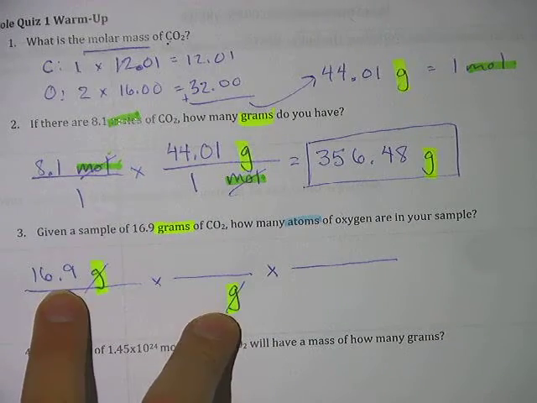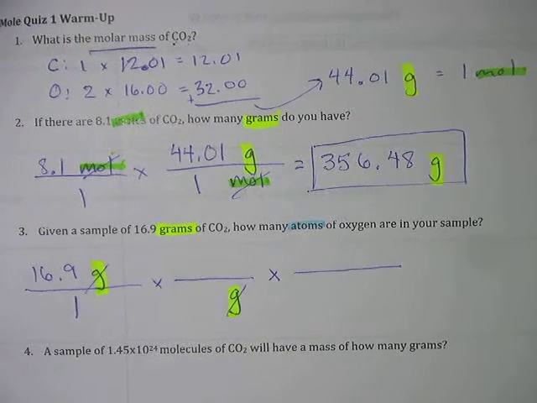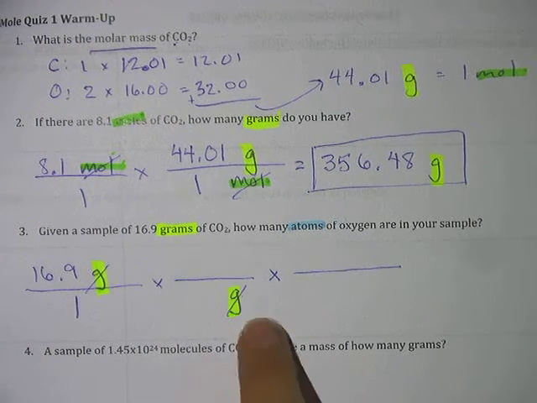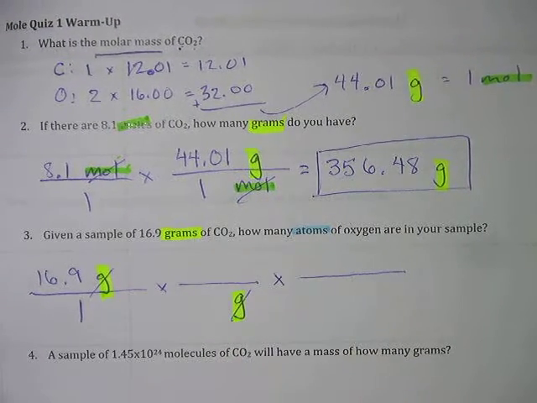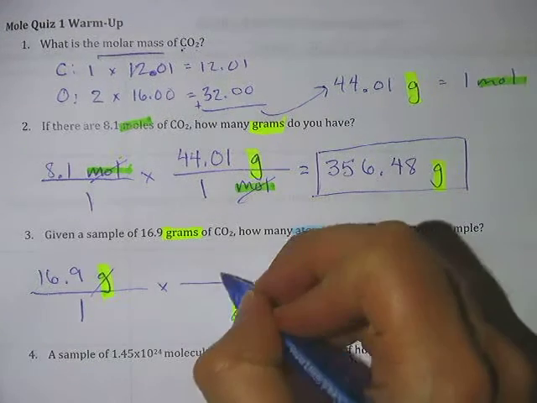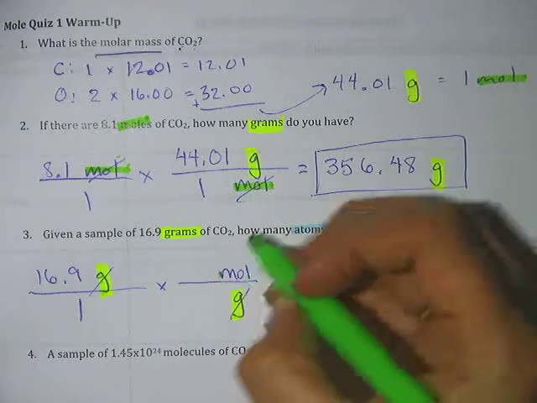That uses grams twice. Now we're done with grams. And I need to switch. From grams, can I switch straight from yellow to blue? Can I go from grams straight to atoms? No. What has to be in the middle? Moles in the middle. From yellow and blue, in the middle has to be green. Between grams and atoms, you have to have moles in the middle.